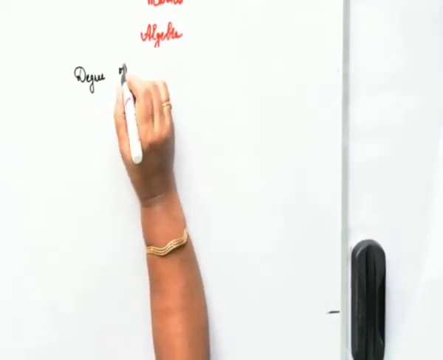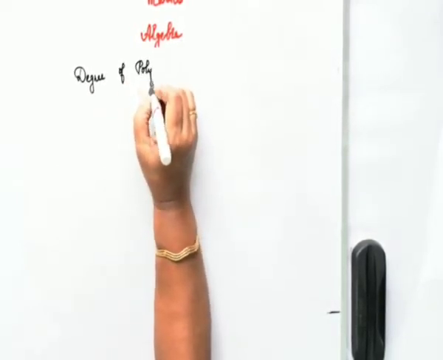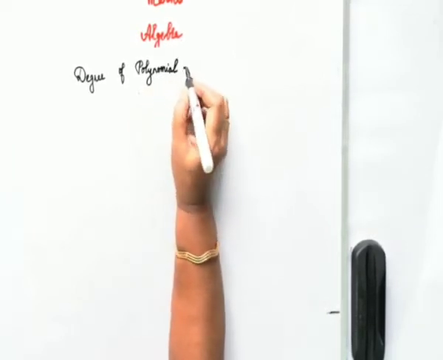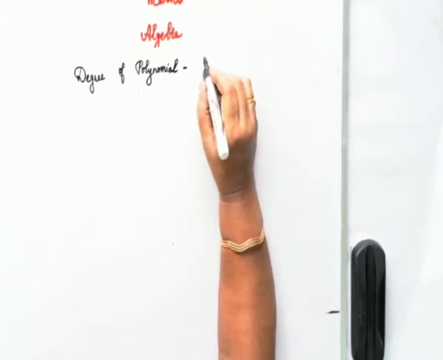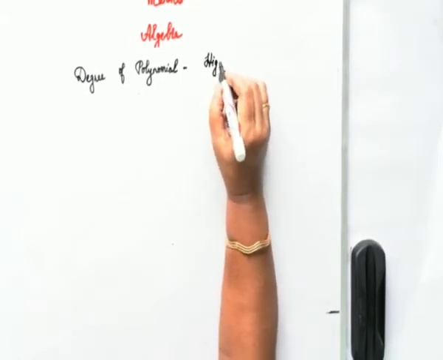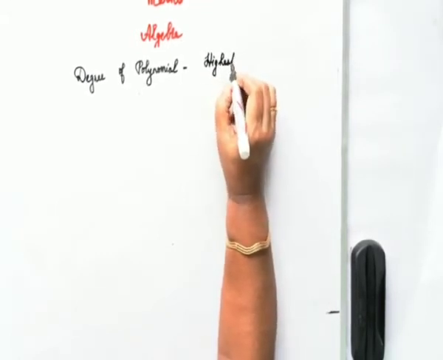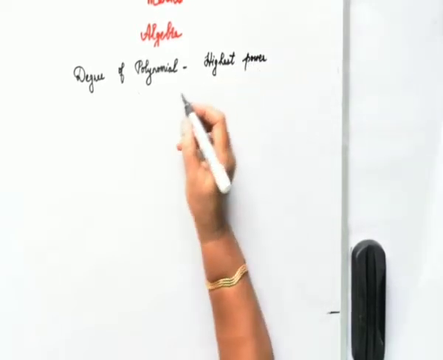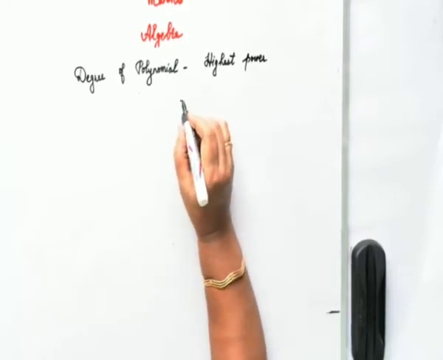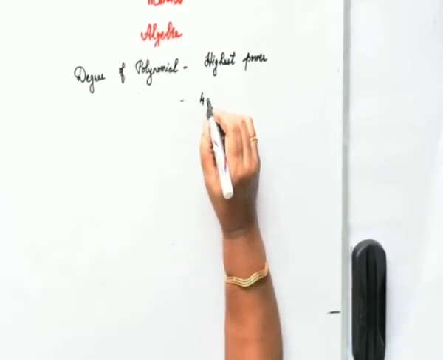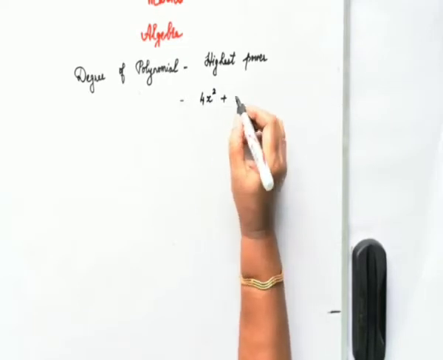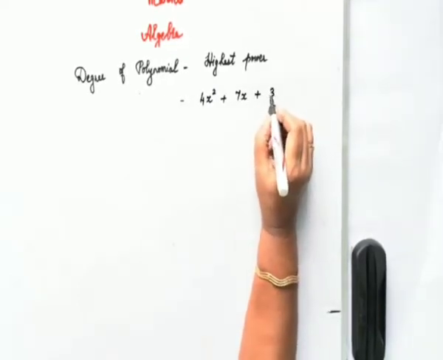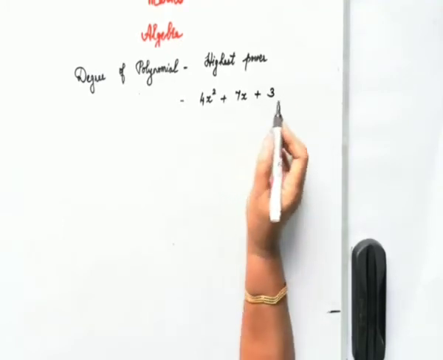Degree of polynomial. The highest power of the terms in the polynomial is called the degree of the polynomial. Highest power. Let me give an example now. 4x squared minus 7x plus 3. Let us find out the degree now.